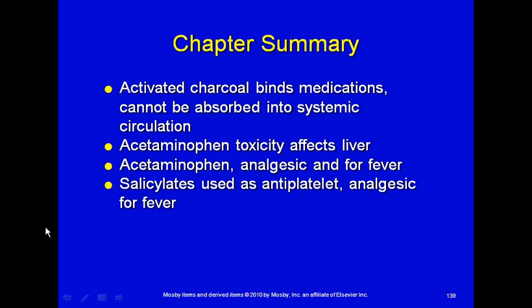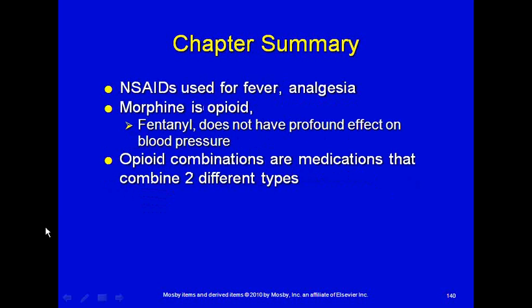Acetaminophen is very toxic. It does affect the liver. Acetaminophen and analgesics are used to also treat fever in addition to pain. Salicylates, in addition to treating fever and pain, certainly are used as antiplatelets, as an example of aspirin. NSAIDs are used for fever and for analgesia. Morphine, remember, it's an opioid, and it does relieve pain, but it does drop the blood pressure. Fentanyl is an opioid as well, which is 100 times more powerful than morphine, and it doesn't have the profound effect on blood pressure that morphine does.